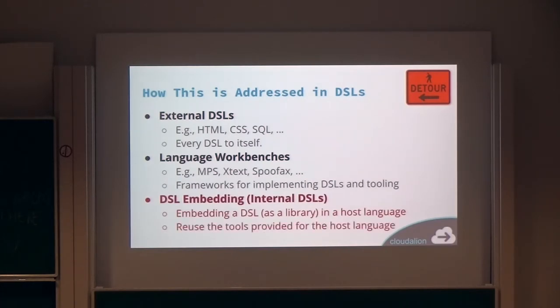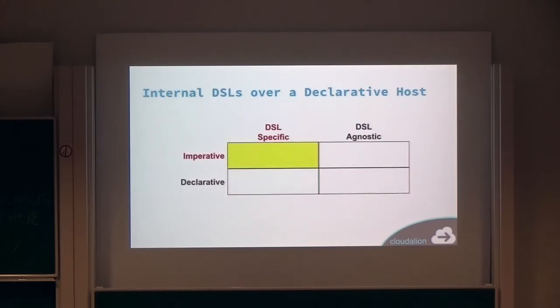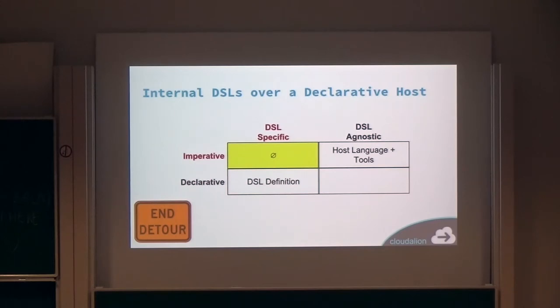So when you do this, you reuse all the tools that are already created around Racket. They just work with your DSL. So if we are looking at a declarative host language and the code artifacts around an internal DSL, you'll see that the host language and its tools are probably written in some imperative programming language, but they're agnostic of my DSL. So they're written once, and I can use them for any DSL that I want to write. The DSL definition itself is declarative, but DSL-specific, obviously. And the intersection is empty, which is exactly the kind of code separation that I want to achieve.